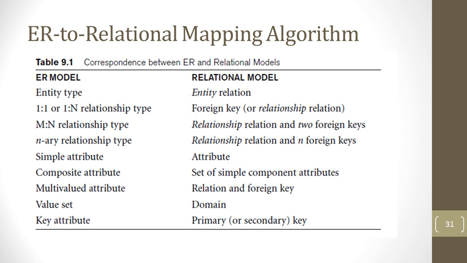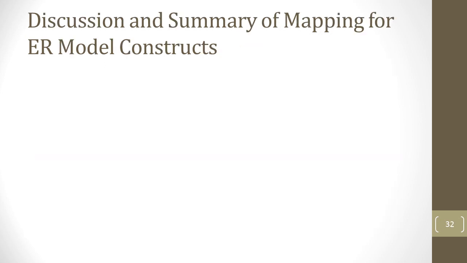And then the idea of a value set that we talked about in an ER model. So what's the set of values that are valid for an ER model? That's the domain in the relational model. And then in ER, we just had key. It's further defined in the relational model as a primary or secondary.